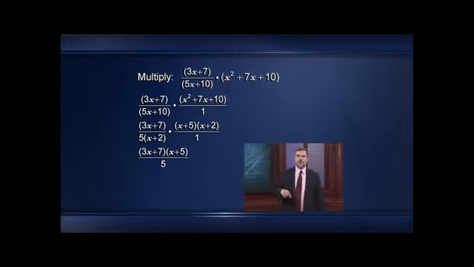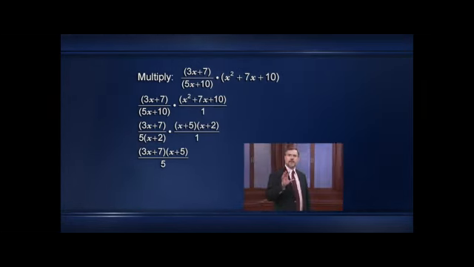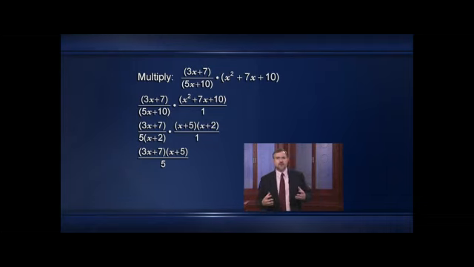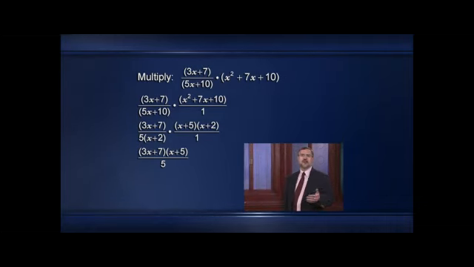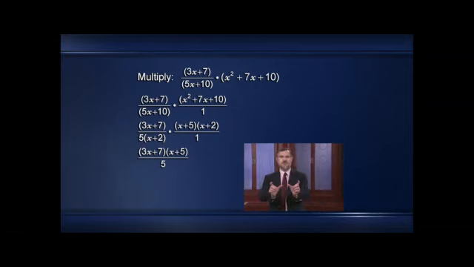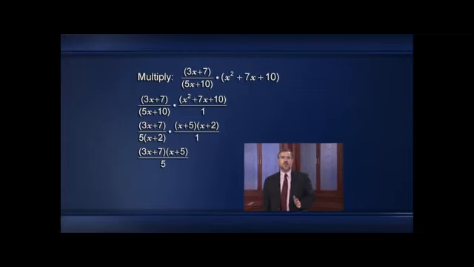Now, one more thing before we move on. Whenever it's possible, you should always leave your answer in a factored form. Did you notice that I didn't multiply the 3x plus 7 times the x plus 5? I just left them next to each other. There's actually lots of good reasons to keep these things in factored form.